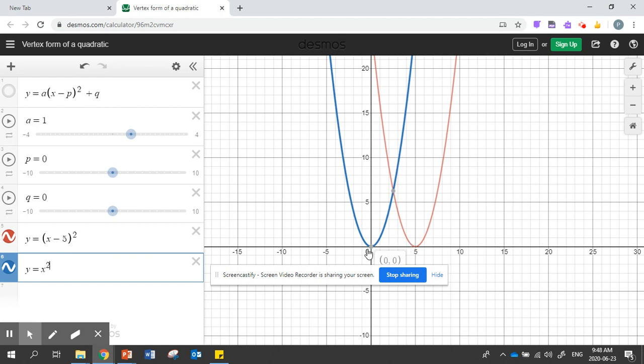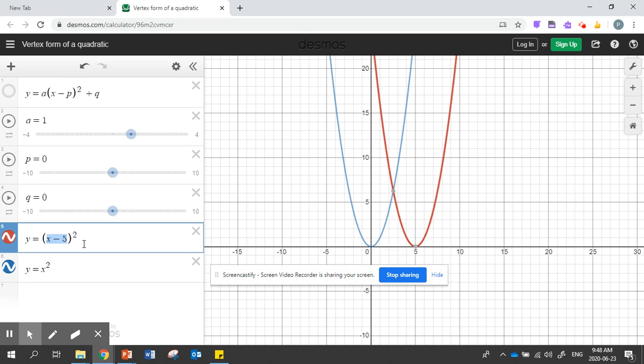The reason this is the vertex is because 0 squared equals 0, and that was the smallest point that we have. So how do I get a 0 here? The way I get a 0 is by putting x equals 5, because 5 minus 5 is 0. So that's why the vertex has moved 5 to the right in this case.